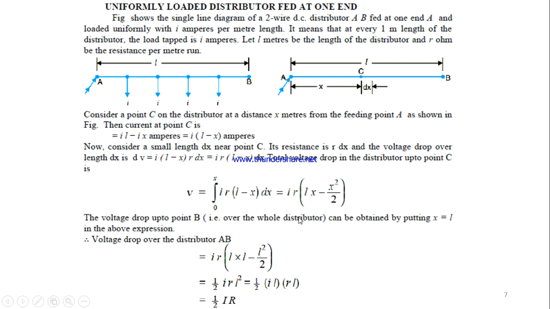Applying the integration rule, we get IR into (Lx minus x square by 2). The voltage drop over the distributor AB is obtained by taking X equal to L. Obviously it is IR into (L minus L square by 2), which gives 1 by 2 into IR into L square. Separating it, I into L is the total current I, and R into L is the total resistance R. So the voltage drop is half I into R.